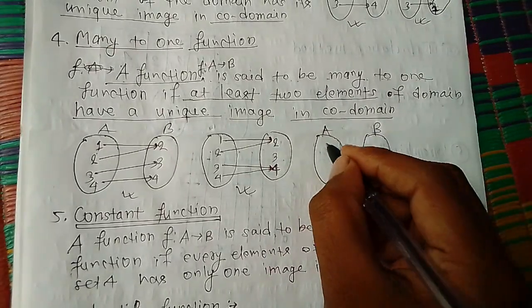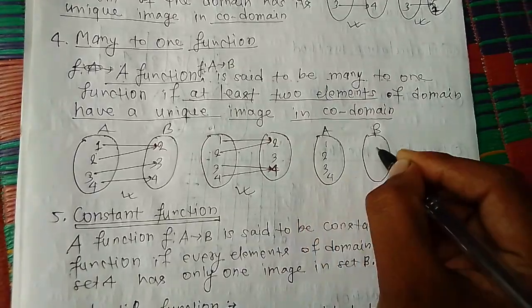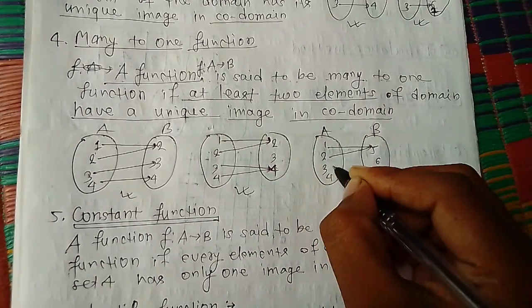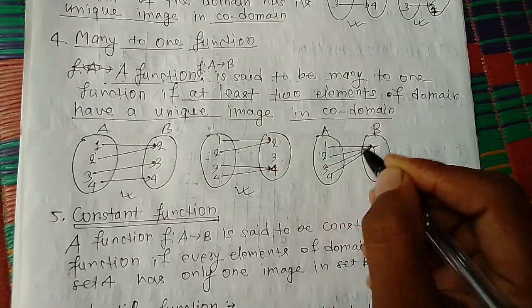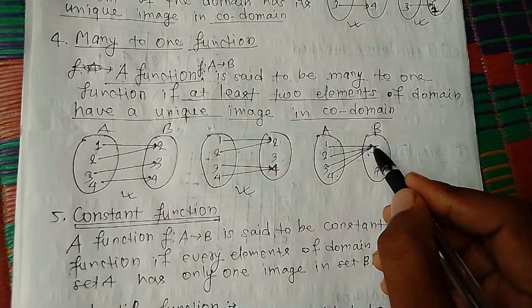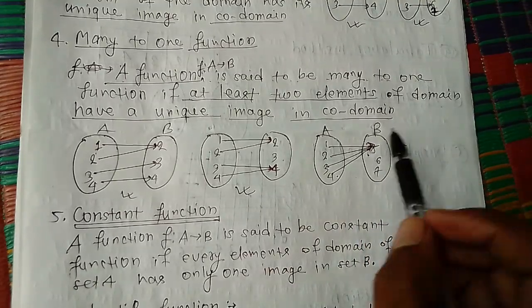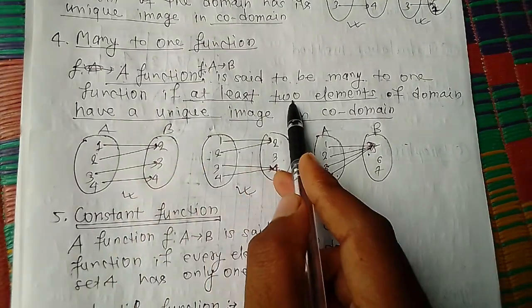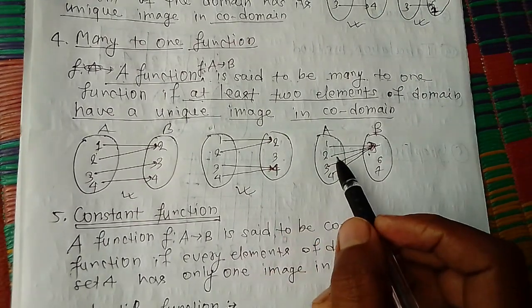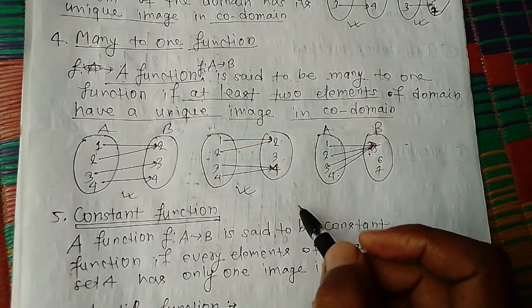A, B, 1, 2, 3, 4, 5, 6, 7. This is also a many-to-one function. So if at least two or more elements have a unique image in the codomain, then it is called a many-to-one function.